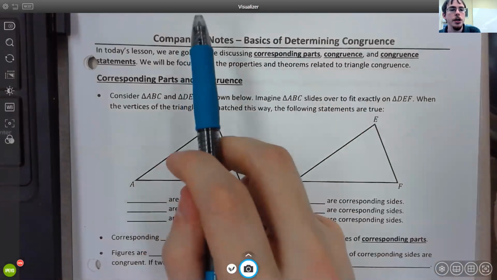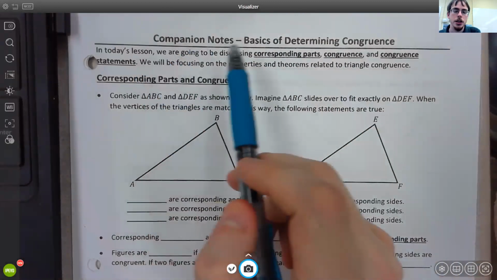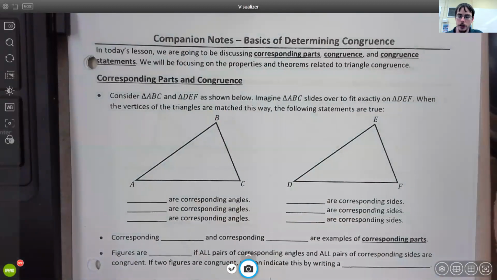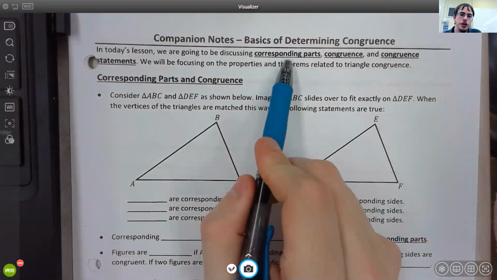Okay, so we've just discussed and gotten through with the unit on basic triangle properties, and now we're going to be talking about how to determine the congruence of triangles. But first we have to talk about corresponding parts, okay?